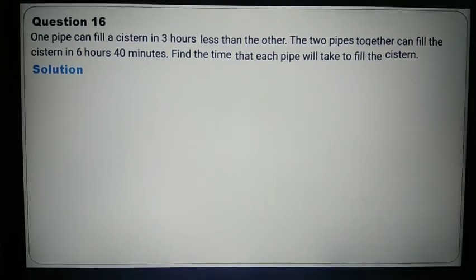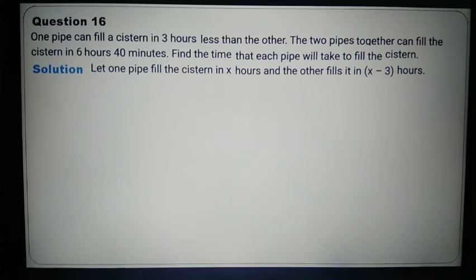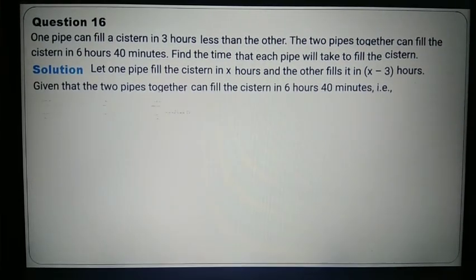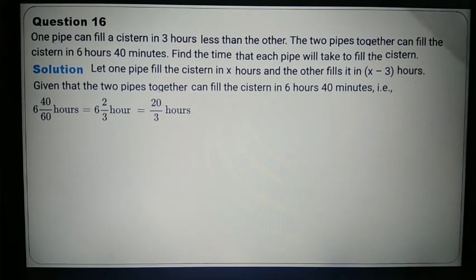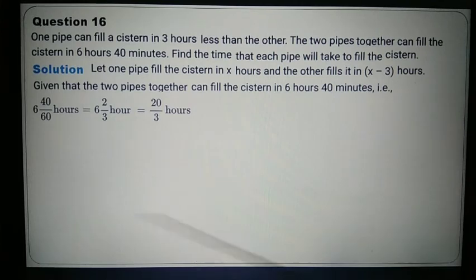So I am taking the time to be x hours, and the other will definitely take x minus 3 hours. It is said that two pipes can fill the cistern together in this many minutes. We will convert this into hours, which will give me this much. As I said from the earlier one, if the first pipe takes x hours, then in 1 hour, suppose this whole thing is my cistern, then the first pipe is taking x hours to fill this.